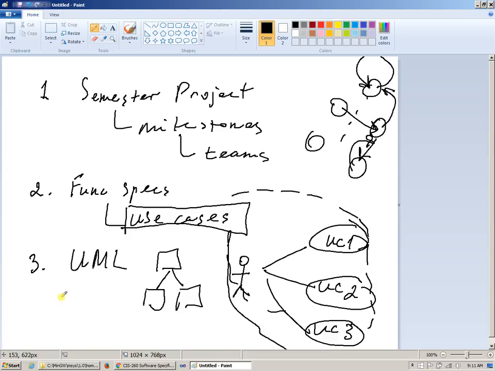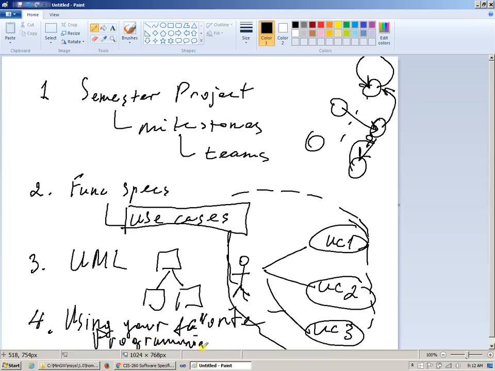So we mentioned UML, and number 4, last but not least, the actual programming, right? Hands-on code writing, or we'll say using your favorite programming language, right? What's your favorite programming language?